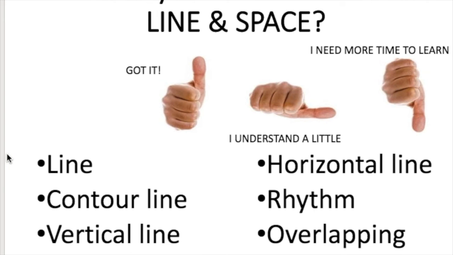Here are our words again. Hopefully you wrote down all the definitions. If not, I'll go over them real quick again. A line is a dot that continues. A contour line is an outline. A vertical line, I don't know if we talked about that, but a vertical line goes straight up and down. A horizontal line goes side to side. Rhythm is the feeling of movement in art. And overlapping is when one object appears to be in front of another object.